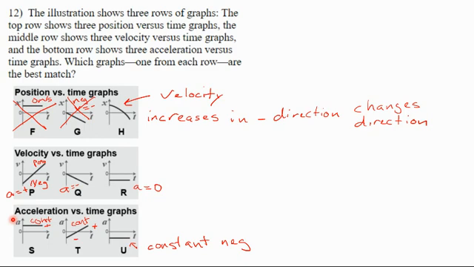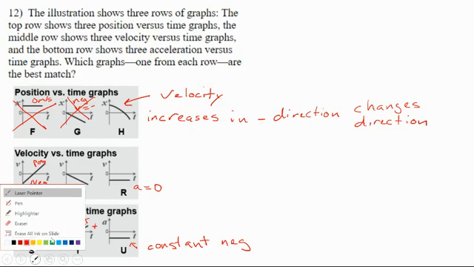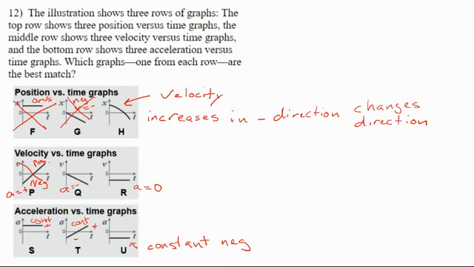So when we look at it that way, the velocity that corresponds to H has to increase in the negative x direction. Now there's only one that does that. Which one is that? Q. So this corresponds to Q. So that means that P is out and R is out.